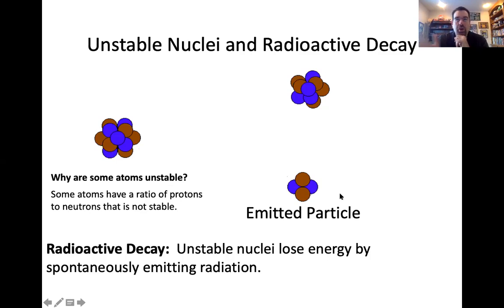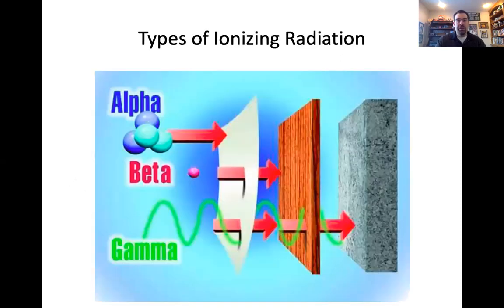All right. And so we call this process radioactive decay, where an unstable nucleus loses energy by giving up some type of radiation. Sometimes that radiation is a particle. Sometimes that radiation is energy. Sometimes it's a combination of a particle and energy. And so there are three different types of ionizing radiation that we want to be familiar with. There's alpha radiation, beta radiation, and gamma radiation.